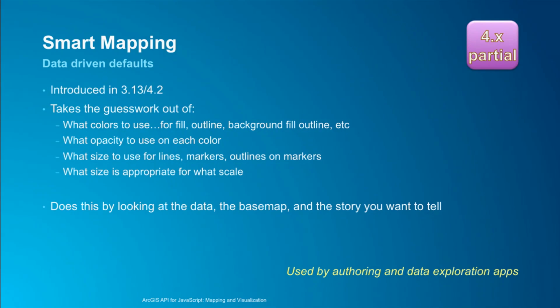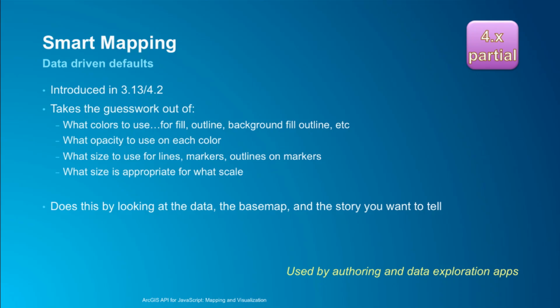So this was introduced in the 3.13 version of the API, and in 4.2 of the 4.x API. And like I said, it takes the guesswork out of which colors to use as well. We have a number of different base maps in the API, but if you use a continuous set of colors on one base map, they might look really bad on another. Dark blue, for example, does not seem to work well on a dark gray base map. That looks better on a light gray. And so it's not going to give you that option. It'll give you the best possible color for the base map.